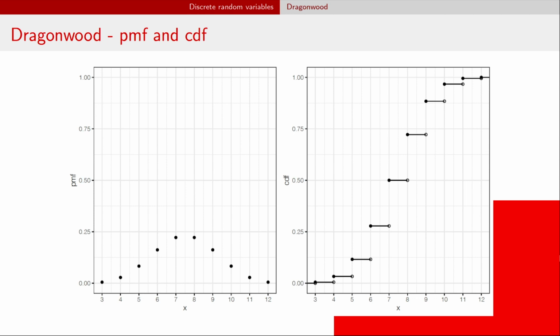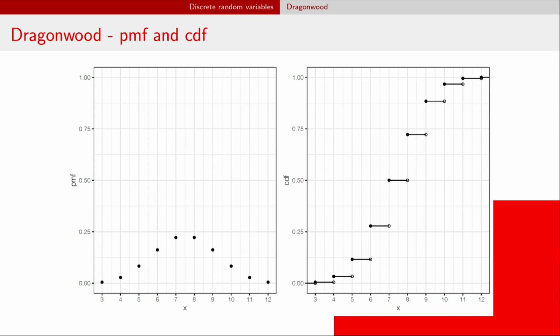Again, the left figure shows you the probability of observing those particular values. So there's a relatively small but non-zero probability value of seeing a 3. Larger for 4, 5, 6, 7, and then 7 and 8 are equally likely. And then it starts going down to 9, 10, 11, and 12. Any value outside those gets a probability of 0 because they're not possible when rolling 3 of these Dragonwood dice.